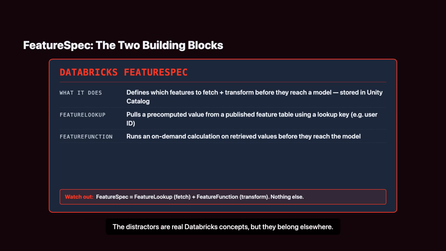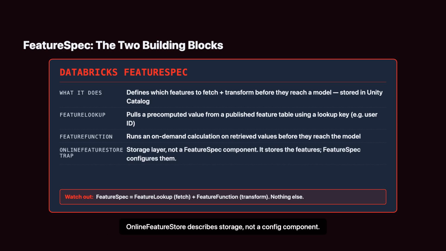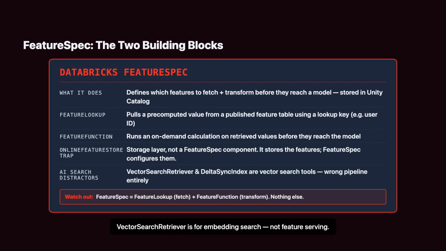The distractors are real Databricks concepts, but they belong elsewhere. Online Feature Store describes storage, not a config component. Vector Search Retriever is for embedding search, not feature serving. Delta Sync Index is the same story. The exam rewards knowing both pipeline steps, the fetch and the transform. That's why B and D win.